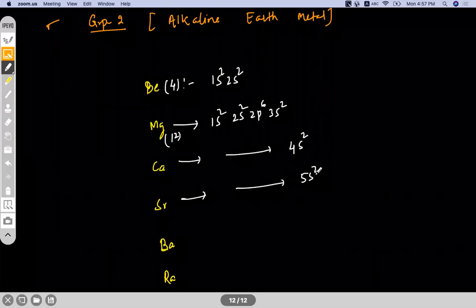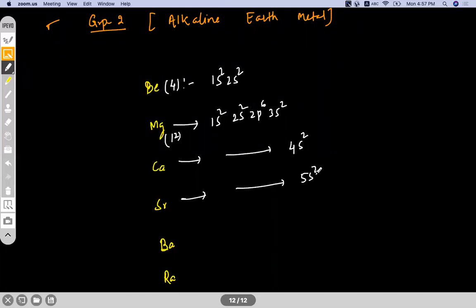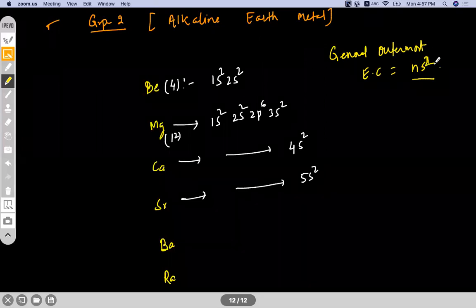So the general outermost electronic configuration is ns2. Like for the first group, we have ns1. Here, the general outermost electronic configuration is ns2, where n is the period of the element.